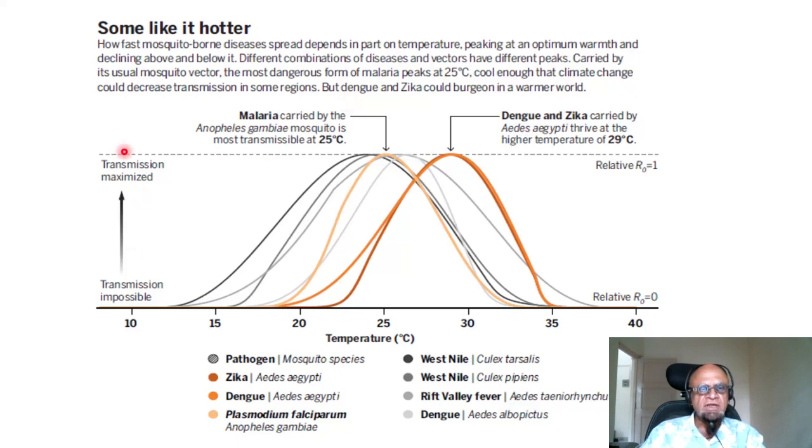So here we are, transmission maximized here, and transmission is impossible at these low temperatures like 10 degrees C here, and the optimum temperature for certain pathogens like malaria is here. So malaria carried by the Anopheles gambiae mosquito is most transmissible at 25 degrees C.